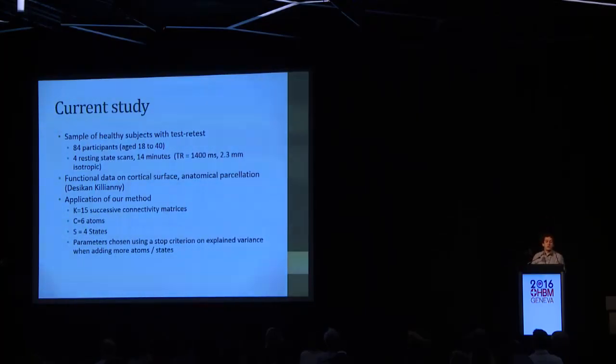So we used a window of 15, which is the size of the temporal pattern we're trying to extract. We used 6 atoms and 4 states. These 2 parameters have been chosen using a stop criterion. So we're just adding atoms, and then we stop when there is no more significant gain in explained variance. And in the final result of the states, you still have to cluster the rows, so reorder the rows in order to identify networks. This was done using k-means clustering, so we're grouping the resulting rows into networks that are coherent in terms of spatiotemporal dynamics.